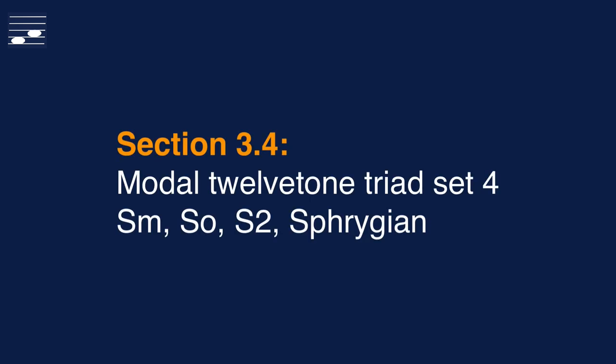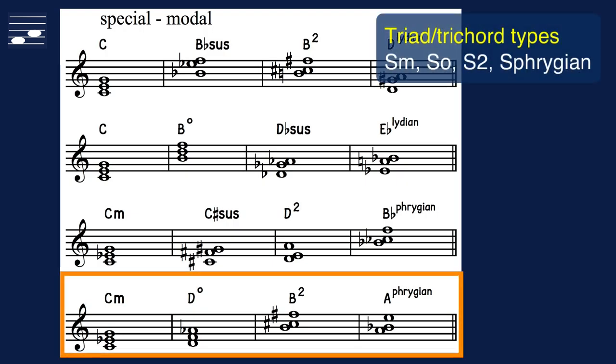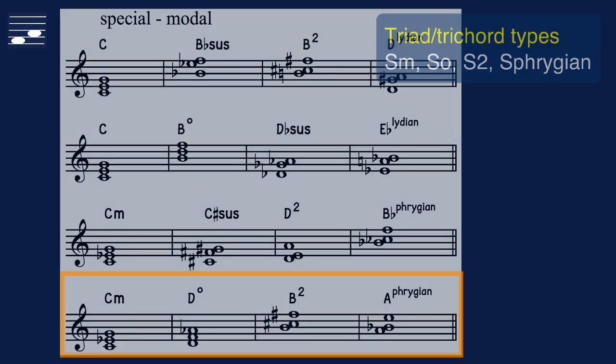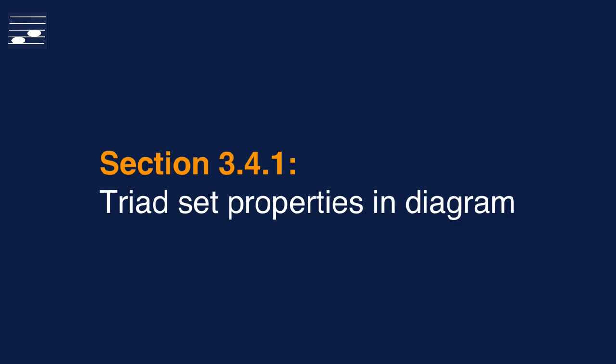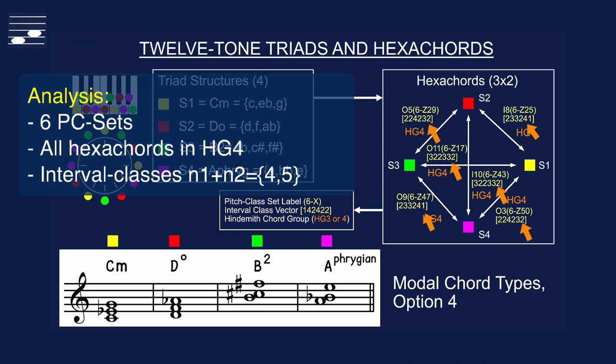In the final modal 12-tone triad set, we encounter two regular triads and two modal trichord structures, as shown here in staff notation for the minor triad on root C. Hexachord combination for this triad set leads to six different pitch class sets, plus the by now familiar dissonance classification as HG4. The number of tritone intervals is different, and again we have the 4-5 pattern in the number of dissonant seconds in the structure.